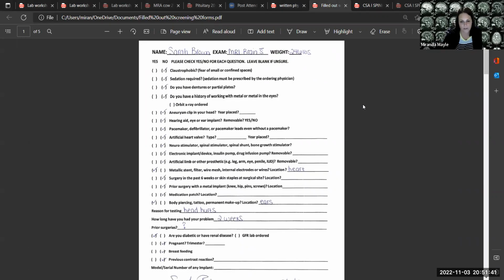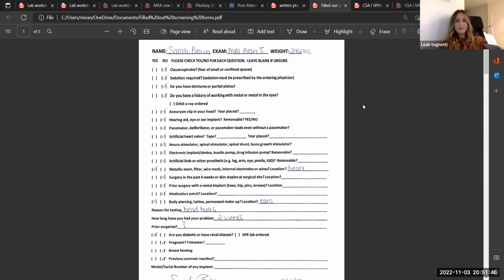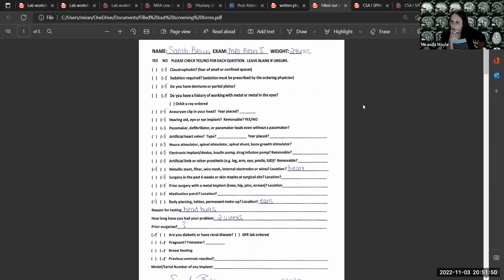Screening forms. Can you guys see this? Is it too small? I can blow it up. I can see it. Y'all can see it? Okay. So Jasmine, this is going to be your screening form. What do you see wrong? What are you going to ask me if I'm your patient?